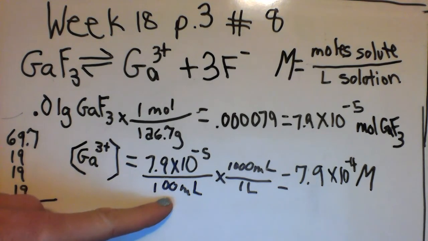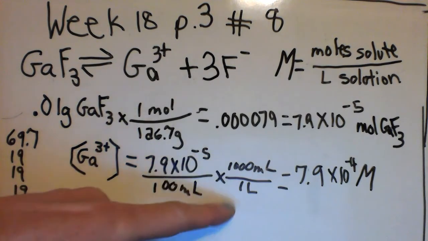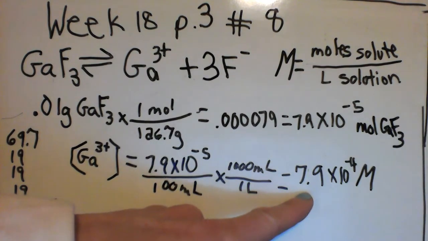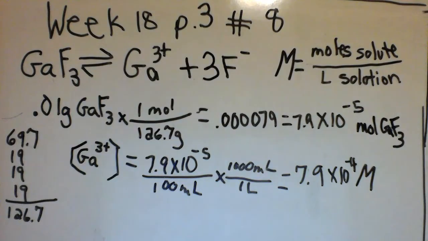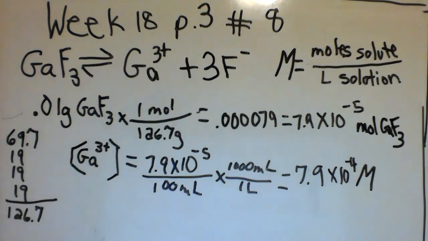The problem gave us 100 milliliters. In order to convert milliliters to liters, we use this fraction, 1,000 milliliters over 1 liter. And now we know the concentration of gallium ions is 7.9 times 10 to the negative fourth molarity.